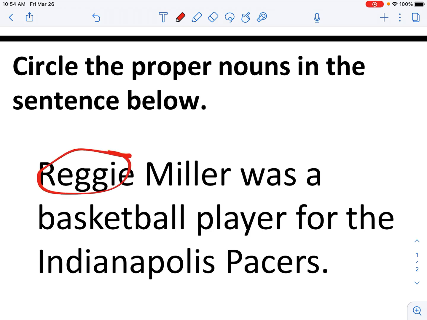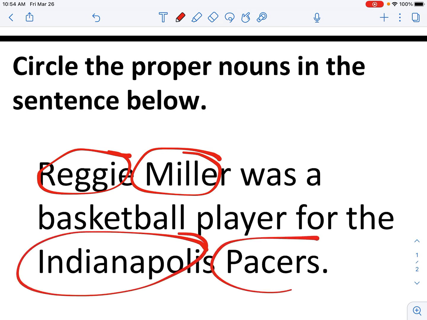Reggie is a proper noun. Miller is a proper noun. Indianapolis is a proper noun. Pacers is a proper noun. You can see that they're all capitalized.